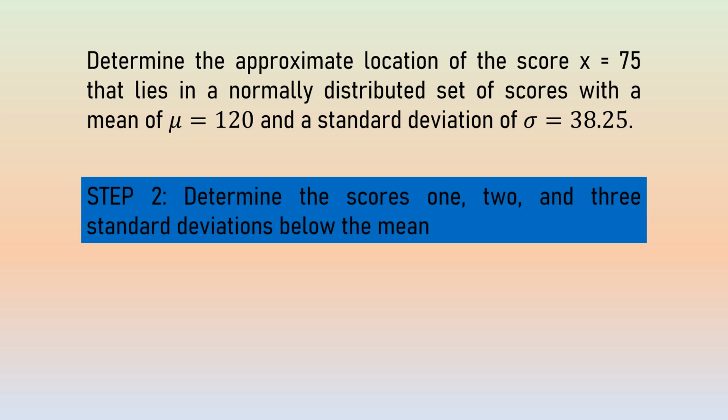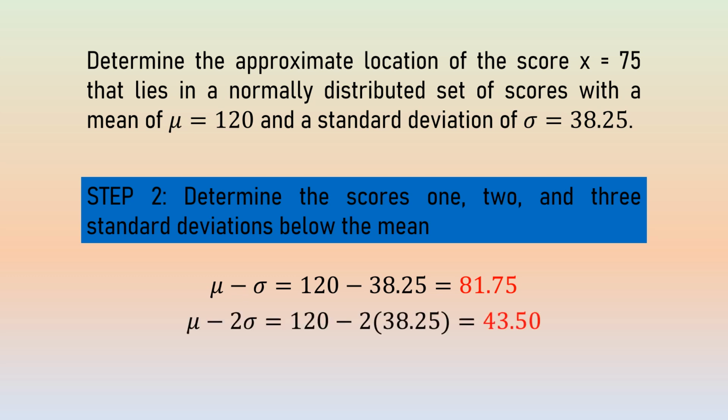Second, determine the scores 1, 2, and 3 standard deviations below the mean. One standard deviation will be mu minus sigma. Substituting the values, we get 120 minus 38.25, and that is 81.75. Two standard deviations below the mean will be mu minus 2 sigma, or 120 minus 2 times 38.25, which is equal to 43.50. And lastly, 3 standard deviations below the mean will be mu minus 3 sigma, or 120 minus 3 times 38.25, and that is equal to 5.25.